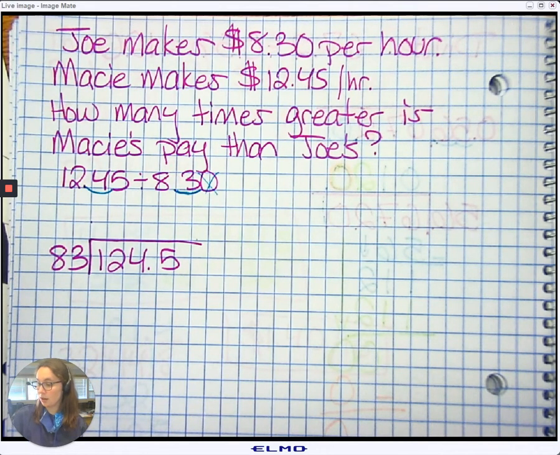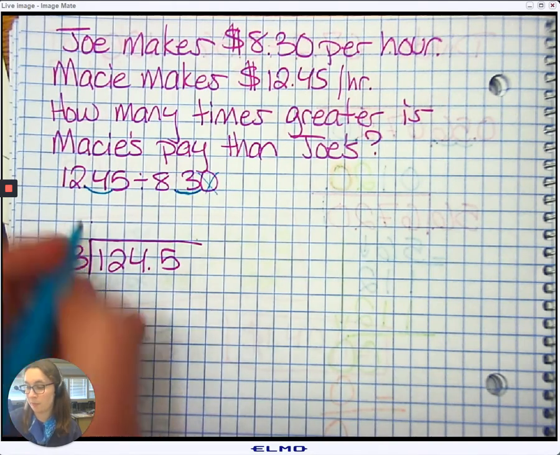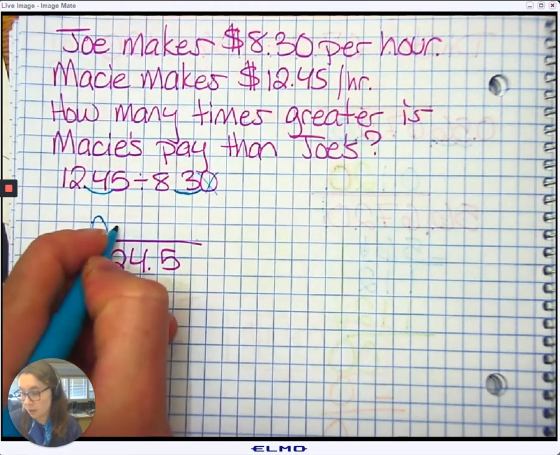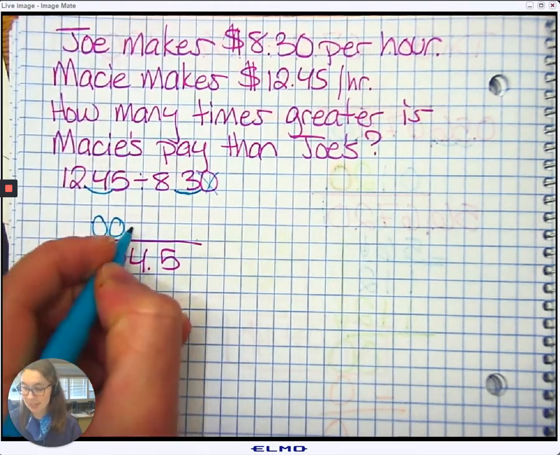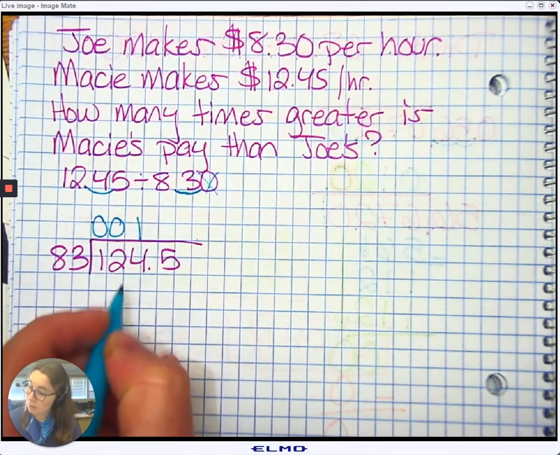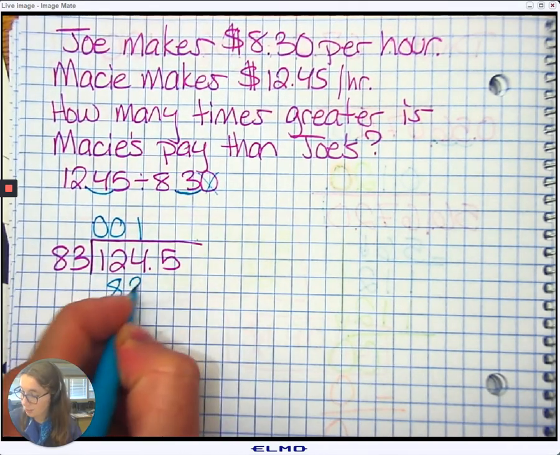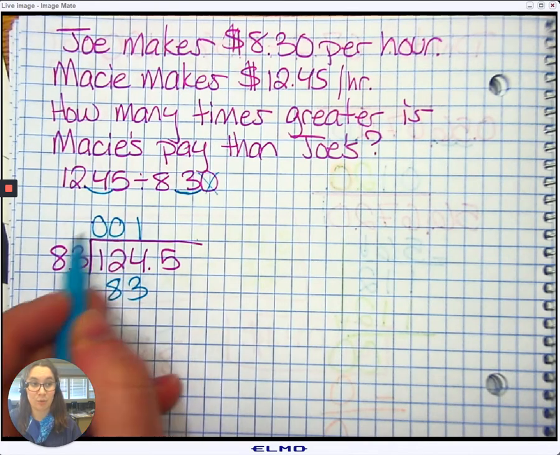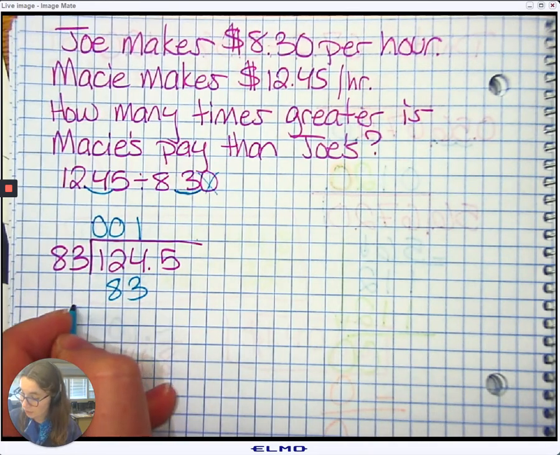Does 83 go into 1? No. Does it go into 12? No. Does it go into 124? Yes, it does. How many times? Just the once. And we'll pop that down here. 83, because when multiplying, that was divide. This is multiply. Let's move on to subtract.